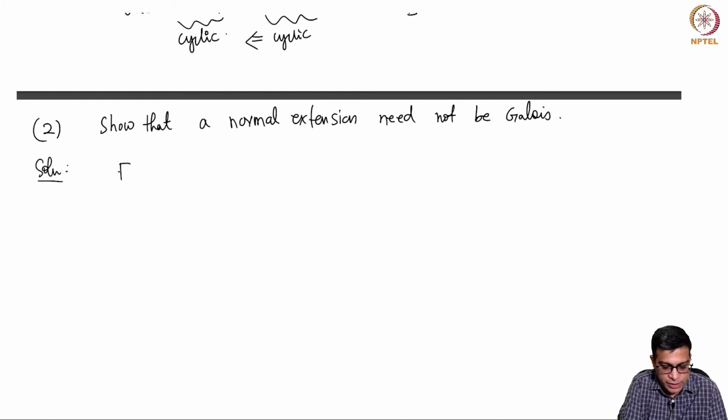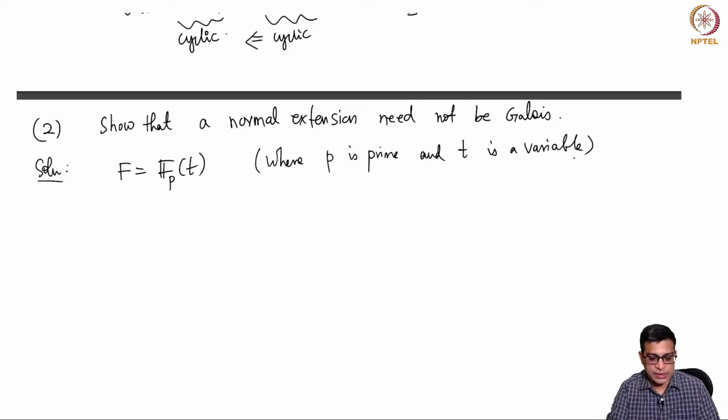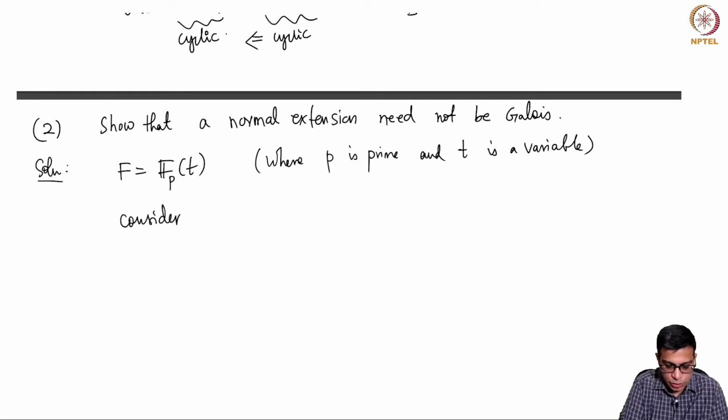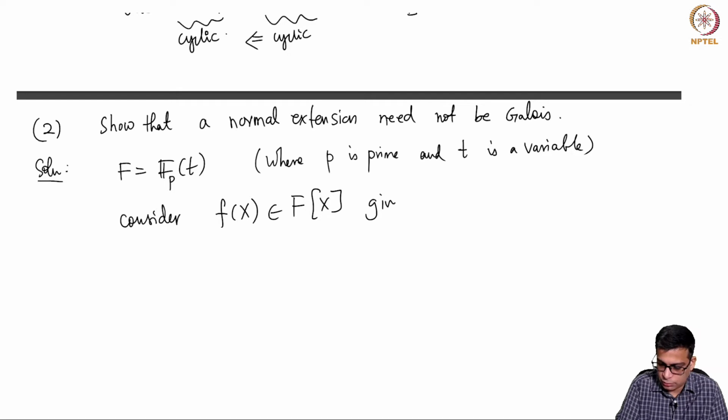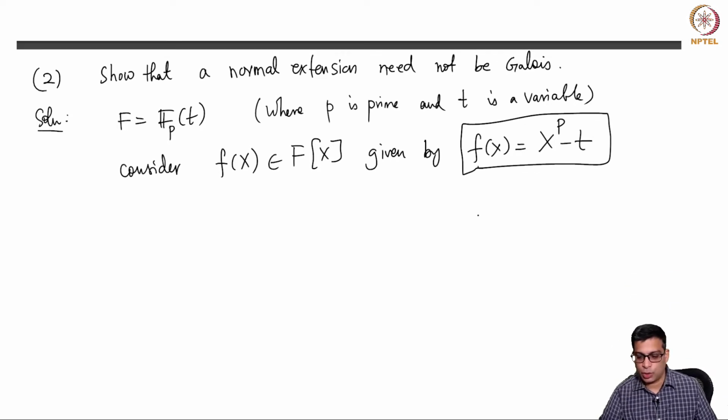So, the argument here is you take, let us say, F_p(t), where p is a prime number, of course, and t is a variable. So, this is the field of rational functions in one variable over F_p. And let us consider the polynomial f(x) in F[x] given by, so I think I did the p equal to 2 case, but more generally one can do this, x^p - t.